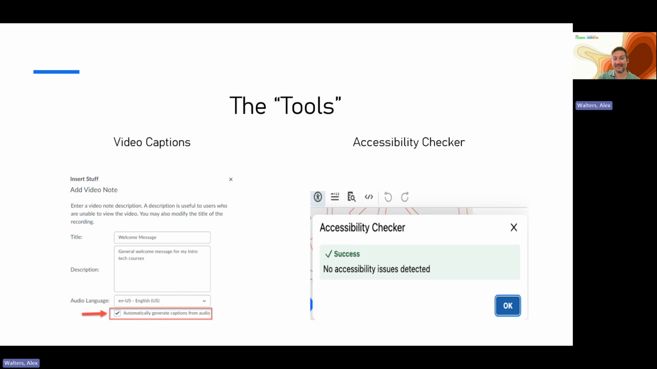Both the caption option and the accessibility checker are by far the most popular tools within Brightspace for accessibility, and we're actively working on exploring the Accessibility Plus tool in Brightspace to see what it can offer in the future as well.